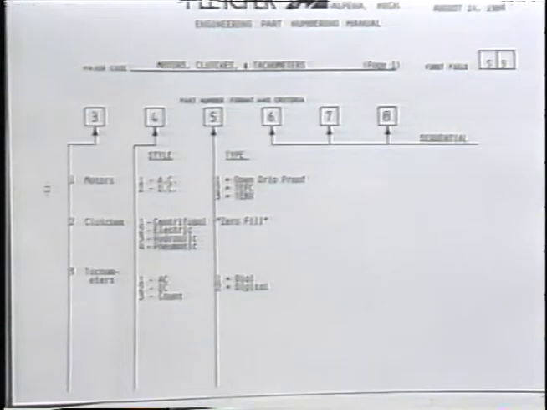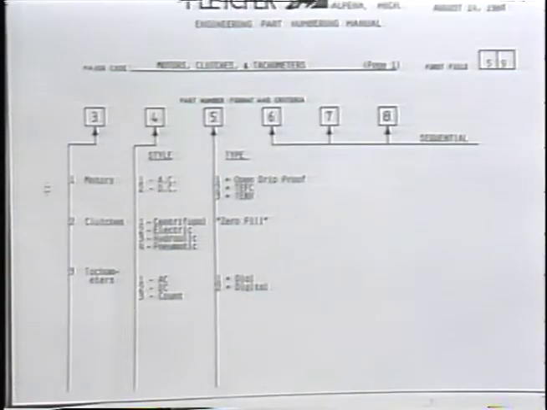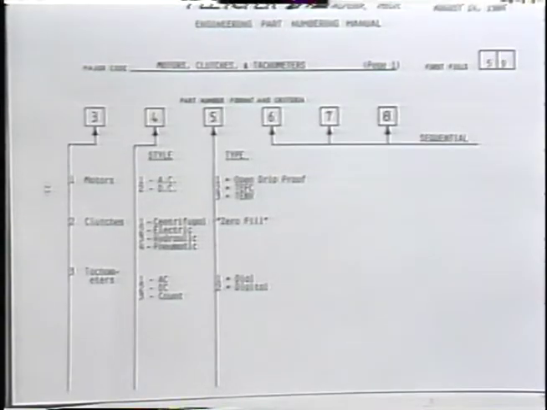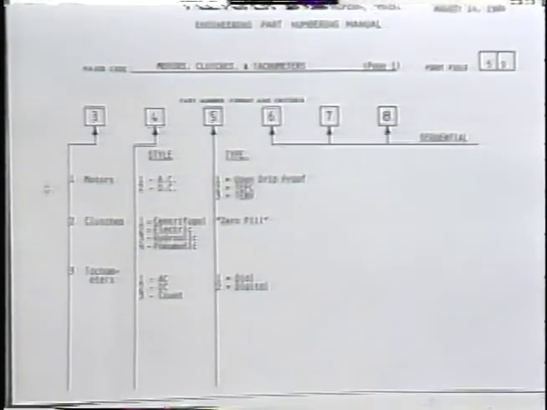And guess what? The first, second, third, and fourth field just about gives us all of the characters that we need to identify part numbers. So therefore, the last field, digits 6, 7, and 8, are going to be used in straight sequential.